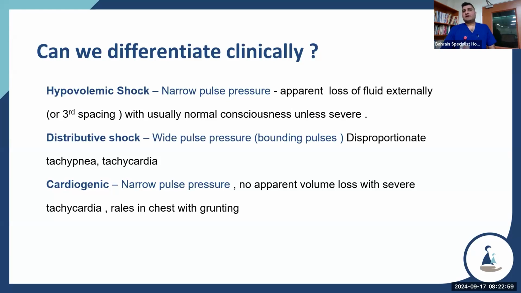Can we differentiate clinically? We can, in some cases. In hypovolemic shock, narrow pulse pressure is apparent, we have some apparent loss of fluid externally or third spacing, with usually normal consciousness unless severe. Distributive shock, you will have wide pulse pressure, bounding pulses, disproportionate tachypnea and tachycardia. Cardiogenic shock, you will have narrow pulse pressure, no apparent volume loss, severe tachycardia, rales in chest, and grunting.